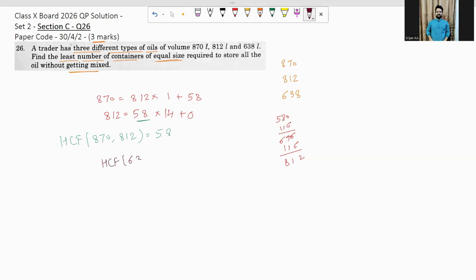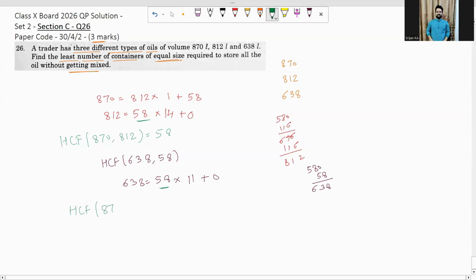Now that we know this, we have to find it with 638. So let's see what happens here. 638 is equal to 58 into, again, 10 times is 580. Next, 580 plus 58 is 638. So 58 into 11 plus 0. As soon as you see this, you're like, oh, nice, good stuff. For all of these big terrible numbers also, we have found the HCF.